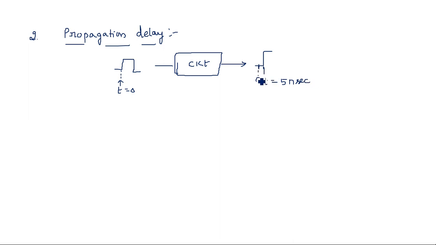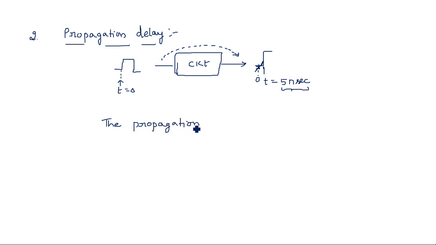It is at t equal to 0. Input actually we have given at this particular point, but it has taken some amount of time like 5 nanoseconds to start in the output. That means the time taken by the signal to reach from input to the output is the propagation delay. That exactly we can define as the propagation delay.